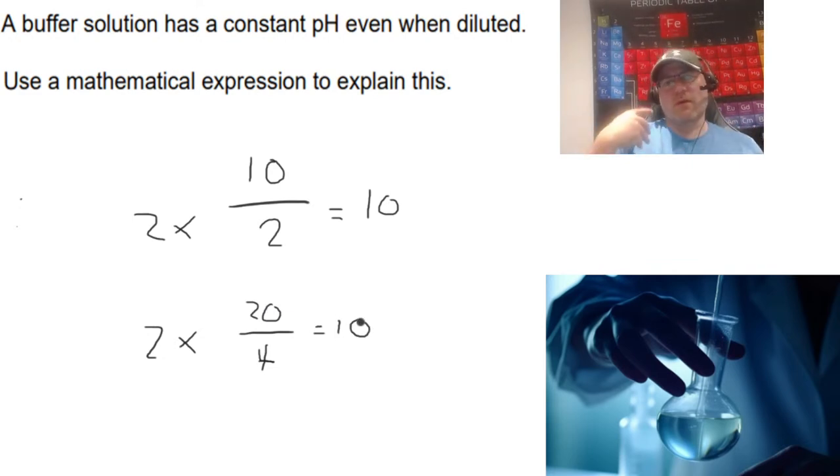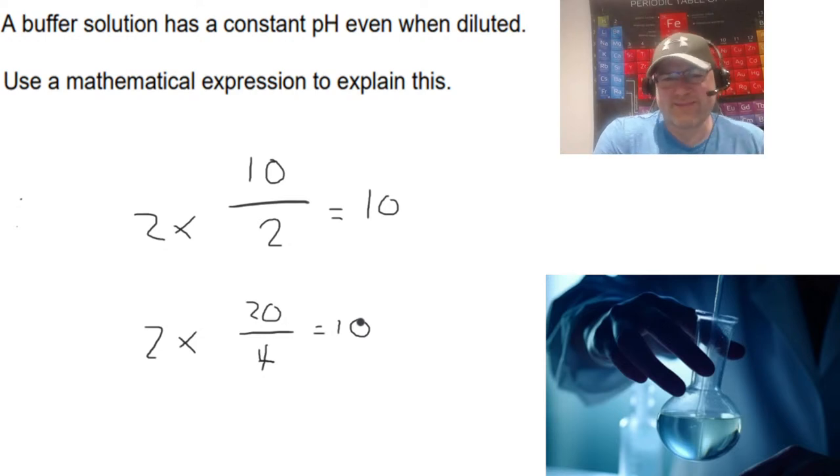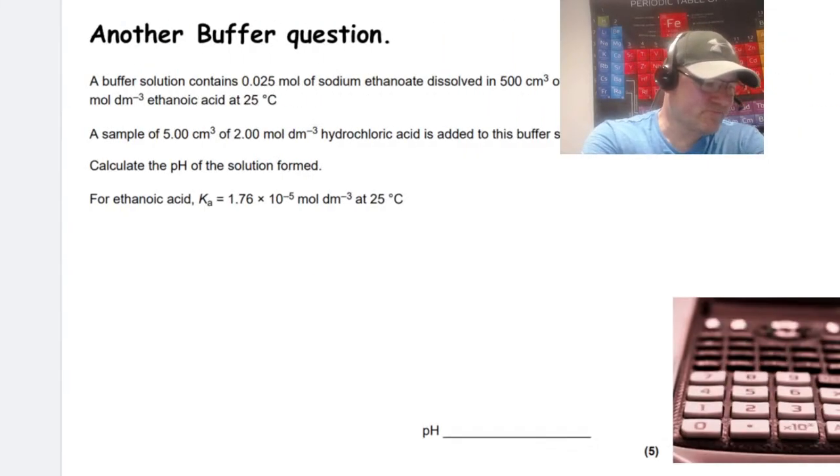So with buffers, you're just looking at the Ka multiplied by the ratio of the acid over the conjugate base of the acid, or the ion of the salt, or sorry, the conjugate base of the salt. So there you go. It's just a ratio, so it doesn't matter diluting.